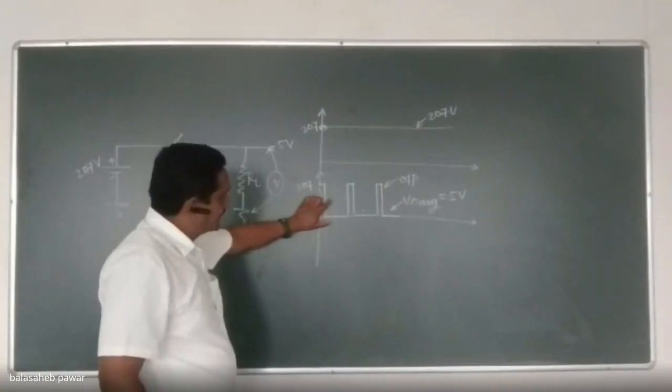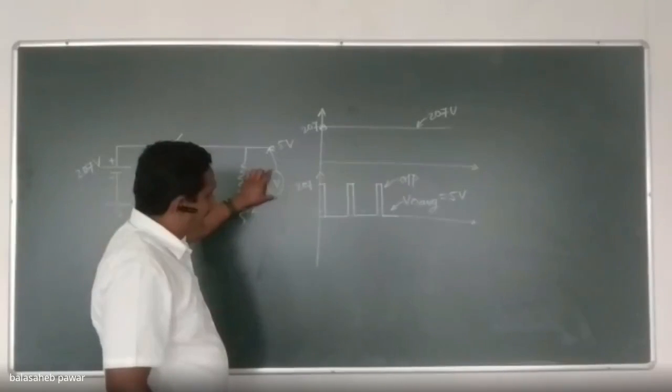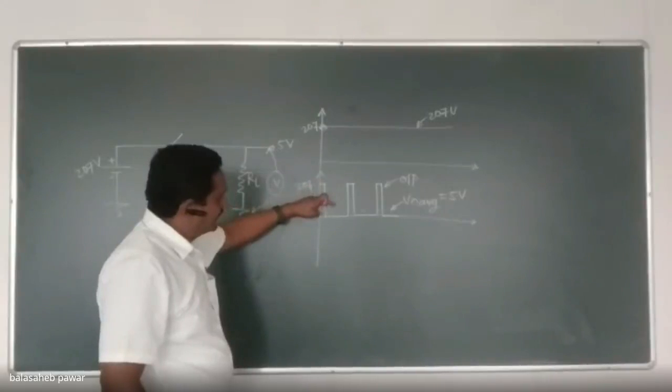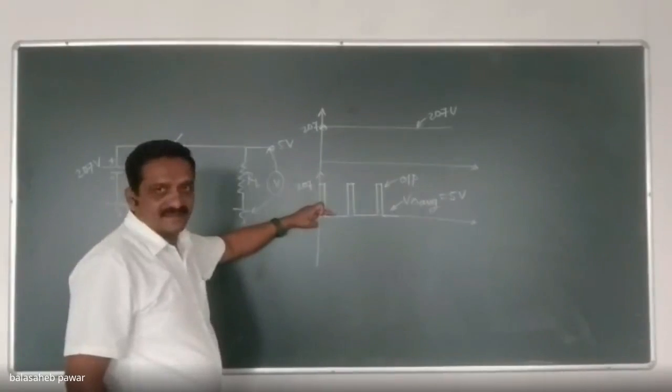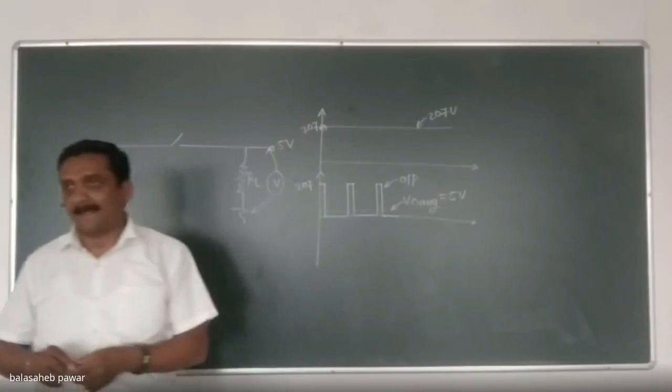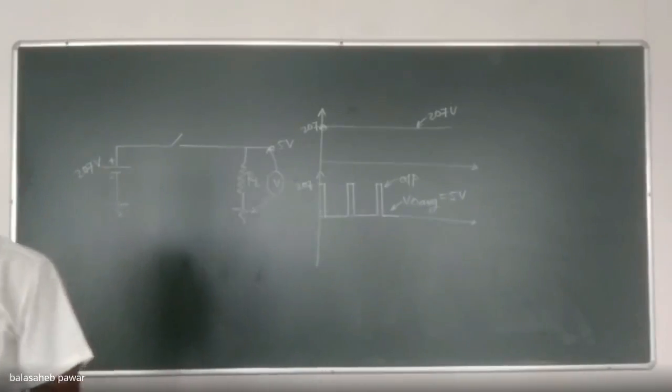Whatever pulses we are applying to the DMM, the DMM will measure the average of those applied pulses, and that is nothing but 5 volts. Do you agree with this? Yes, sir. Okay.